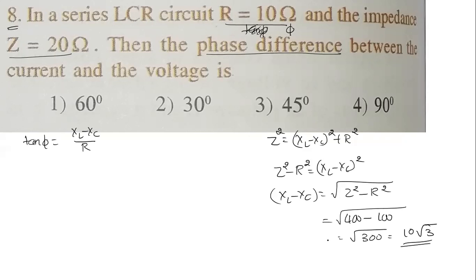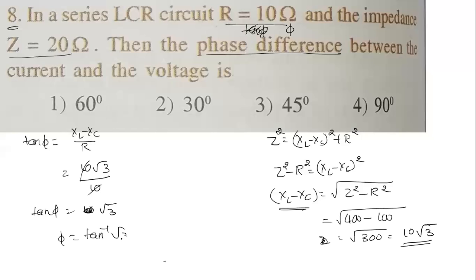That is the value of what now? Not Z, XL minus XC. So we got XL minus XC as 10 root 3. The resistance is given as 10. This is going to cancel, and it becomes root 3, right? That is, tan phi equals root 3. Now tell me, phi equals what? Tan inverse of root 3.